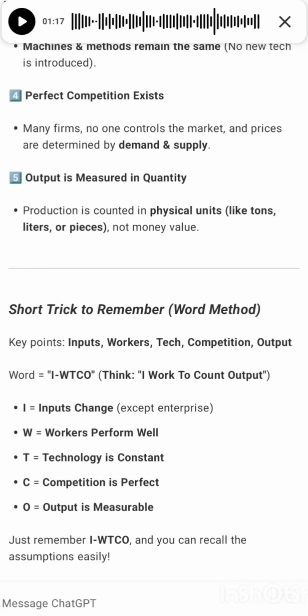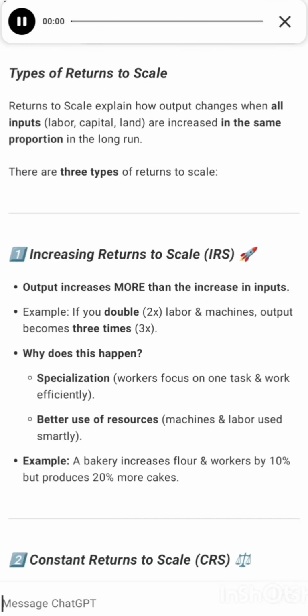Types of returns to scale. Returns to scale explain how output changes when all inputs, labor, capital, land, are increased in the same proportion in the long run. There are 3 types of returns to scale. 1. Increasing returns to scale, IRS. Output increases more than the increase in inputs. Example, if you double (2x) labor and machines, output becomes 3 times (3x).